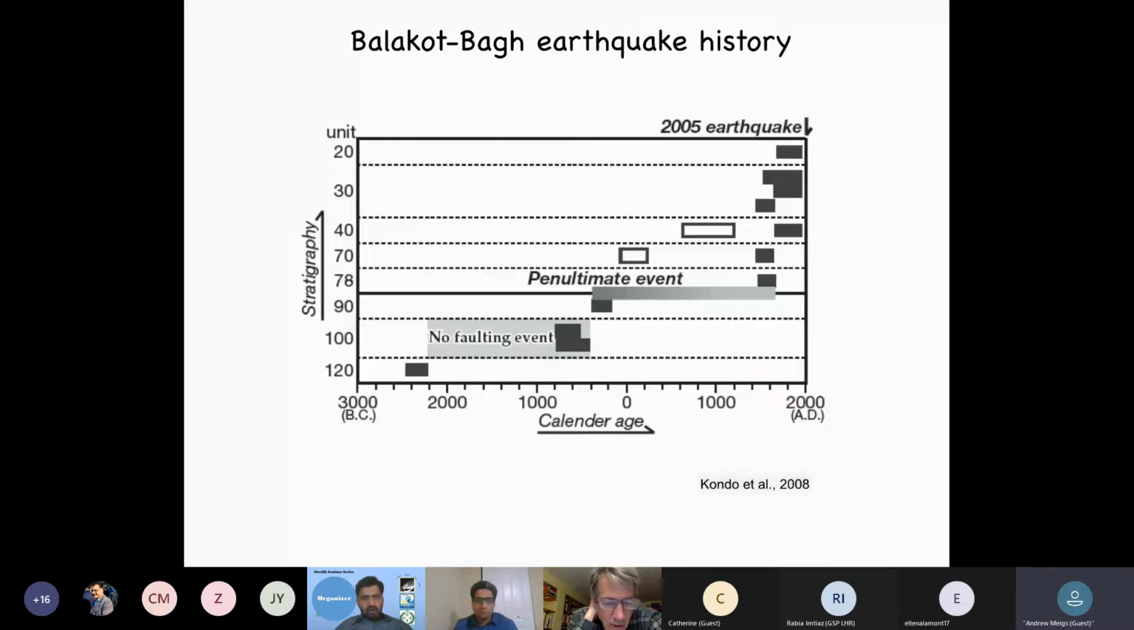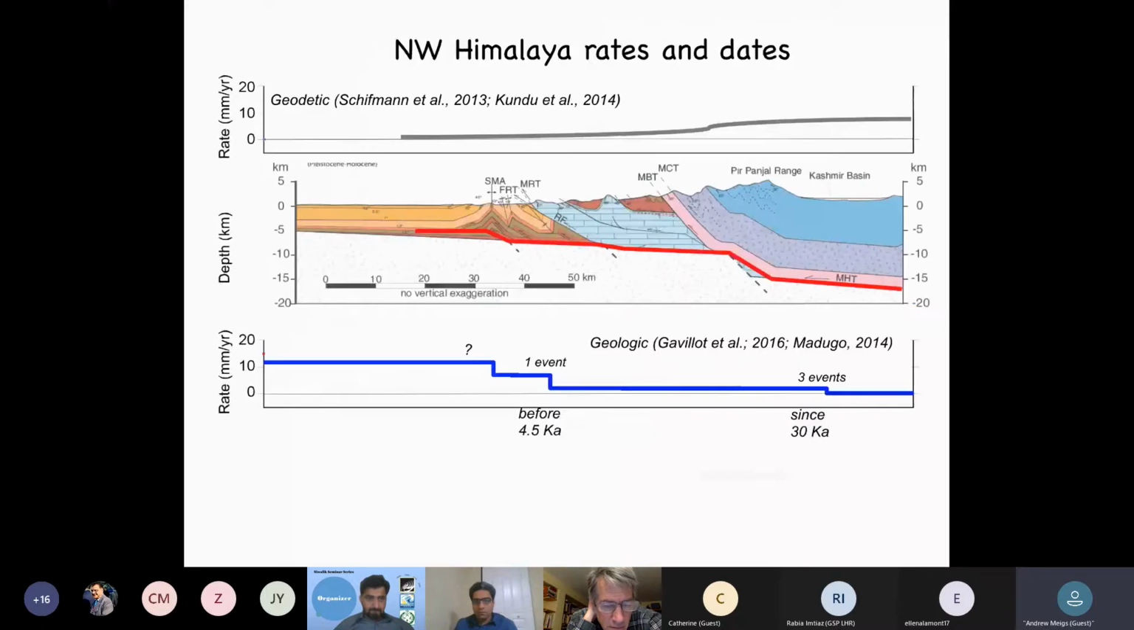return periods of probably in the neighborhood of 2,000 years or so. The 2005 earthquake took place here, and the last event back took place anywhere between 200 and 2000 years ago, and then there's possibly an older event as well. So a fairly long 1,000-year-ish return period between earthquakes.